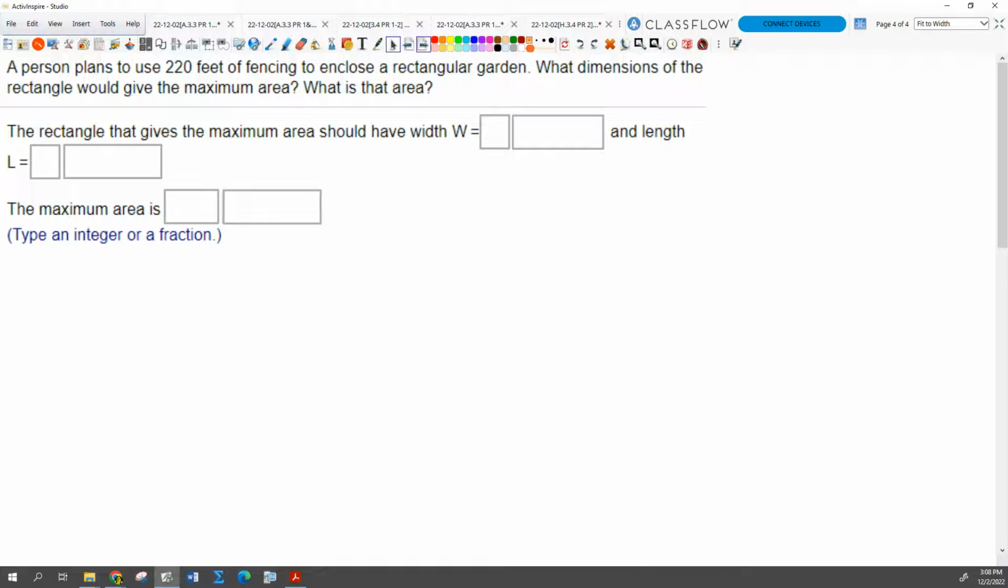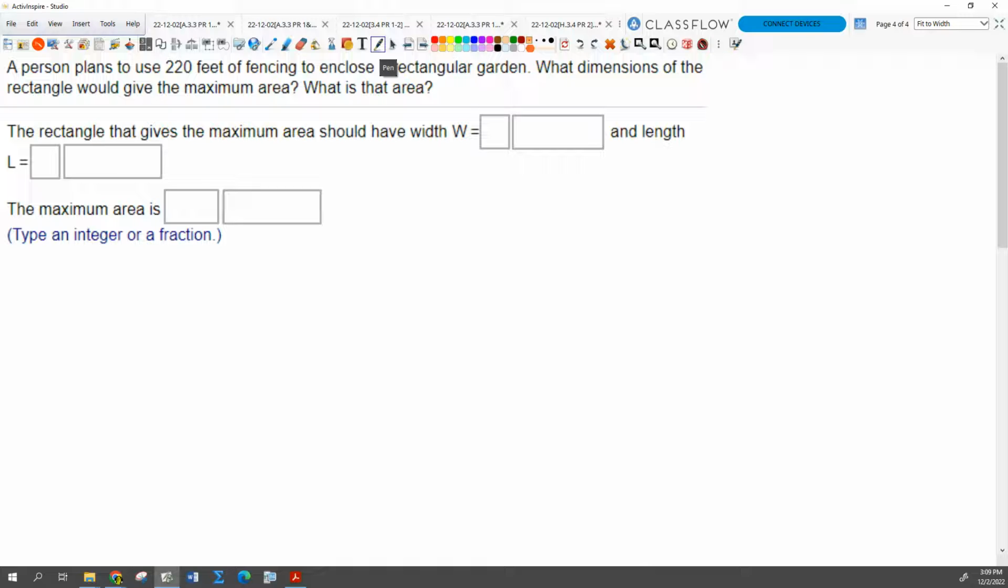So what about this? A person plans to use 2,200 feet of fencing to enclose a rectangular garden. What dimensions of the rectangle would give the maximum area? Okay. So, and then we want to know what is that area? Okay. So this time they're asking 2 questions.